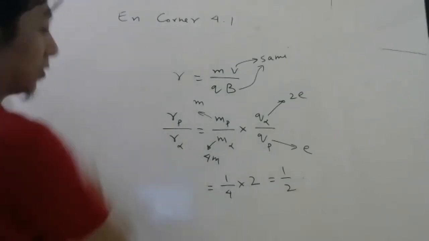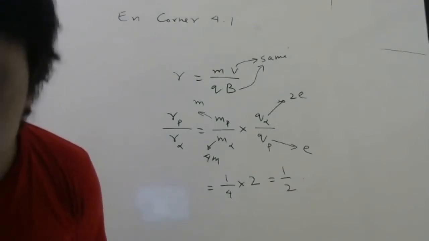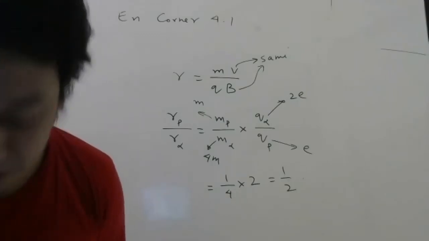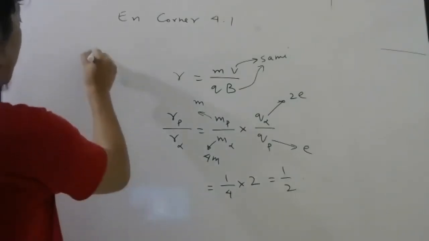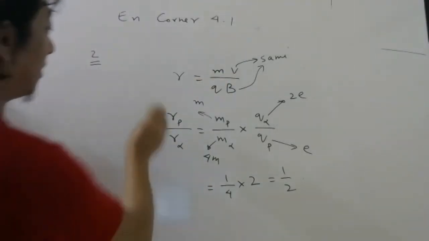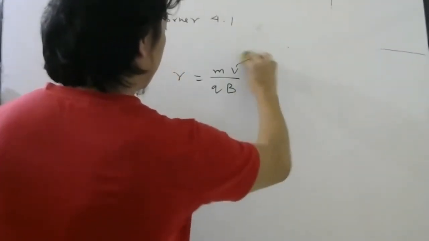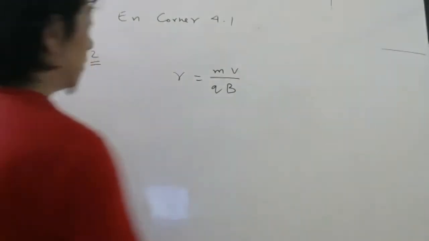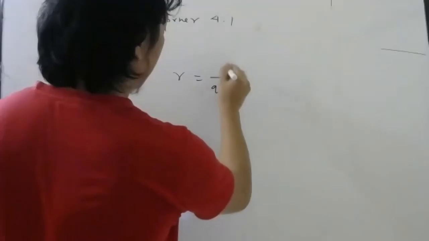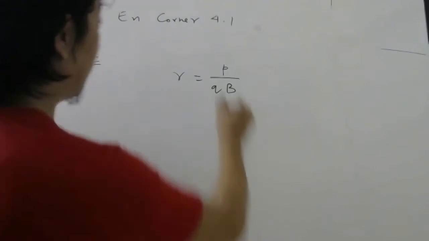Okay. Question number 2. A proton and alpha particle enter a region of magnetic field perpendicularly with same momentum, they told, with same momentum. So since momentum is same, speed cannot be same. So let us write the formula in terms of momentum. So second problem, momentum is same means mv will be same. So let us write as p. So first you write the formula in terms of given quantity.